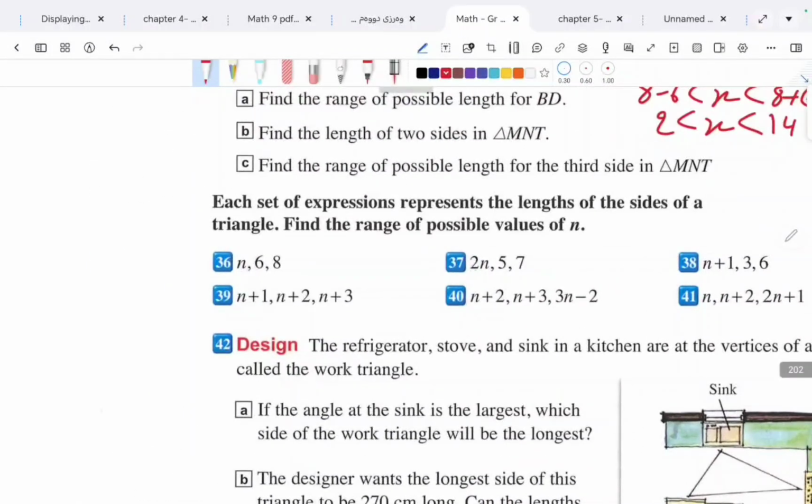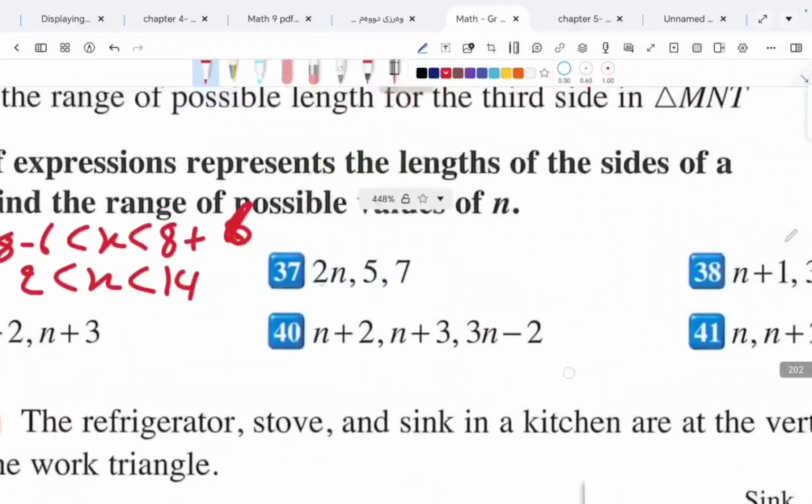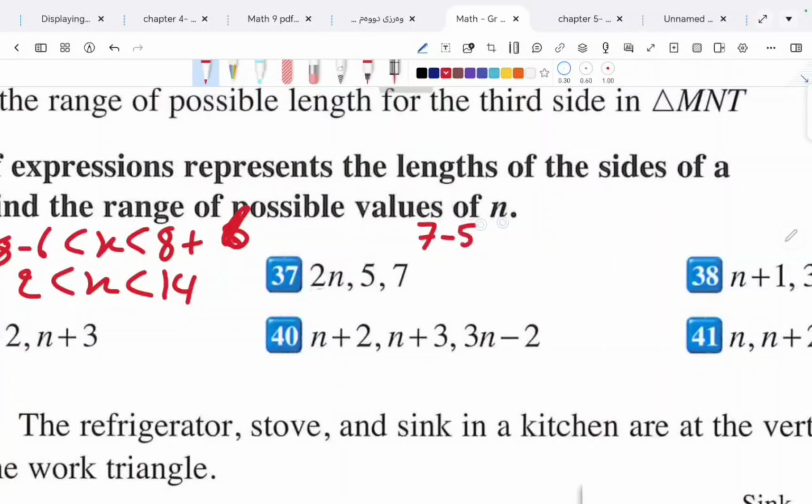Then, even in question 36, they ask for the third side. Let's see. 8 minus 6. 8 plus 6. So, 8 minus 6, it is 2. The other one is 14. So it's between 2 and 14. But pay attention, 2 and 14 are not included. Then we have 5 and 7. 7 minus 5. Write the inequality sign. It's 2 less than n. Okay. 7 plus 5.